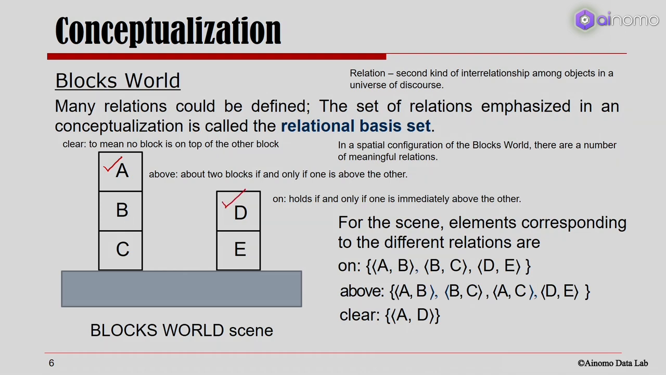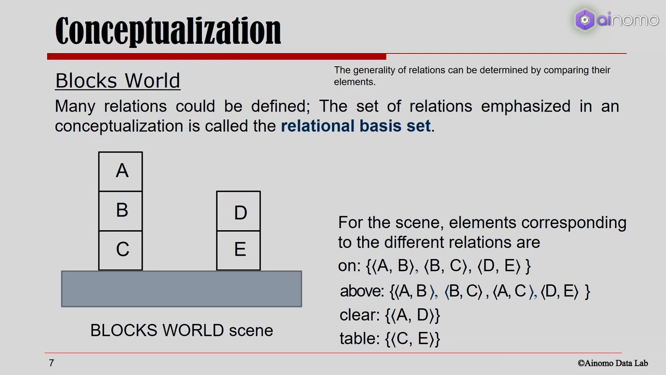I have one more relation called the table to mean an object is on the table, and here I have the elements as C, E. Now, if you look at the two relations on and above, you could see that the on relation is a subset of the above relation, and the on relation is therefore less general than the above relation.